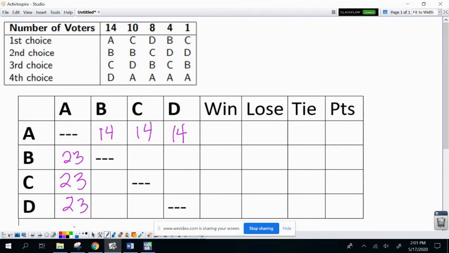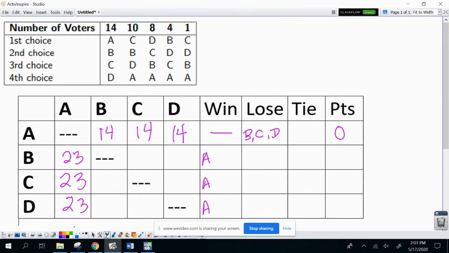So what we can see now in our table is that we've matched up A versus every other candidate, and we see that A wins 14 votes in each of those pairwise comparisons, whereas the other candidates always receive 23, the rest of the votes, which means A has no wins. A loses to B, C, and D. There are no ties. A gets 0 points. The other thing we could write down is that each of these candidates, B, C, and D, has won against A. So A goes in the win column for these three. And I'm not going to total up the points yet because we're not done, but each of these candidates will receive at least 1 point.